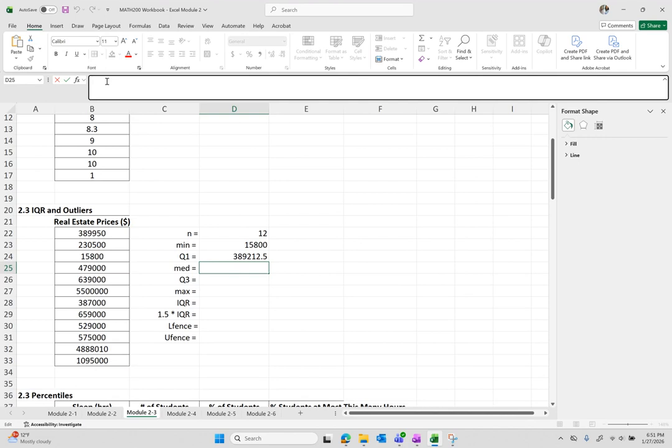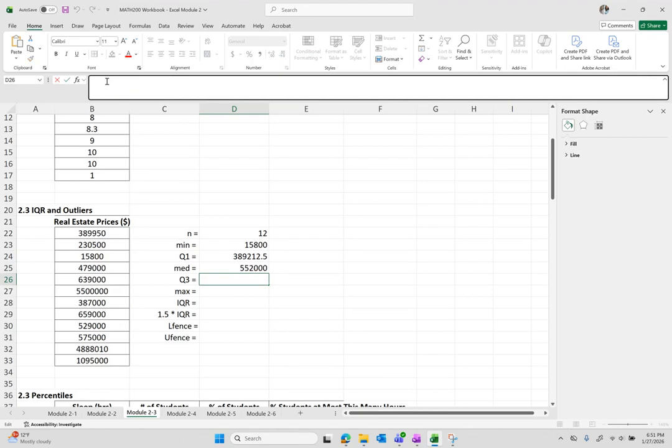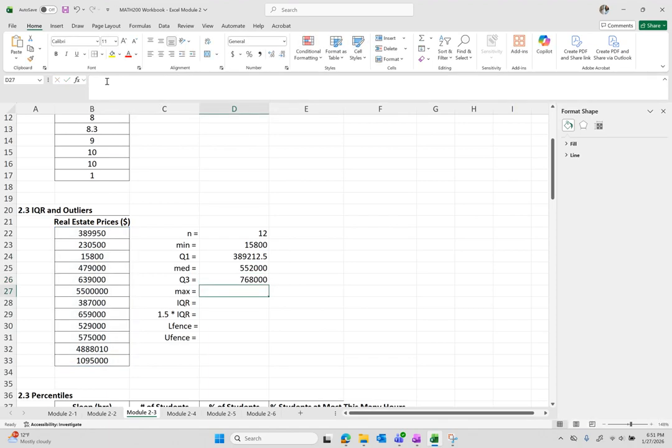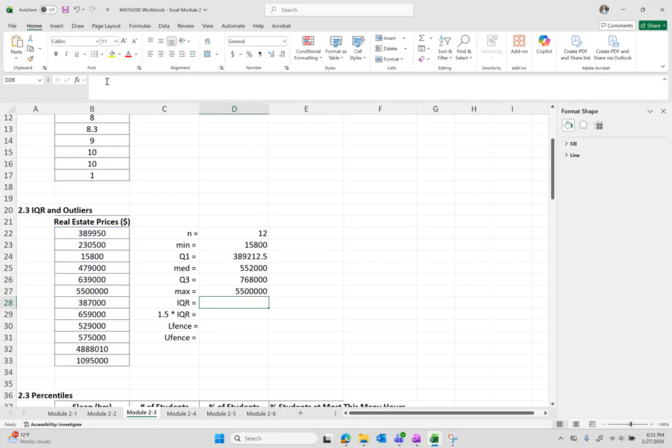For quartile 2, which is the median, I want the 0 to be a 2. For the third quartile, instead of 0, I want a 3. And for the maximum, I want a 4. IQR equals Q3, which is this value, minus Q1, which is this value. So the IQR is 378,787.50. These are real estate prices in dollars.